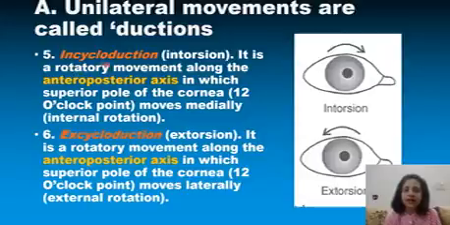And incycloduction or intorsion is a rotatory movement along the anteroposterior axis in which the superior pole of the cornea, that is the 12 o'clock position, moves inwards. And when the superior pole of the cornea moves laterally, that is known as excycloduction or extorsion.